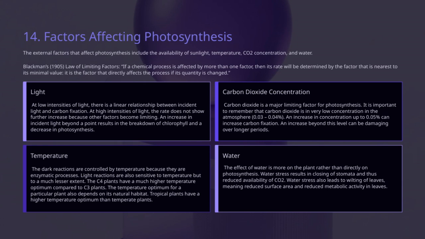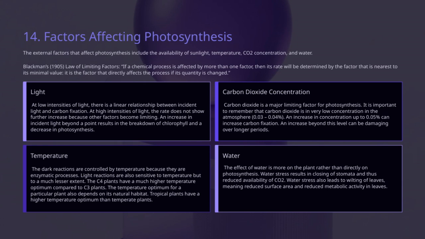When it comes to light intensity, at low levels, the relationship between incident light and carbon fixation is pretty much linear. More light means more photosynthesis. But at higher light intensities, the rate levels off because other factors become limiting. If light intensity increases beyond a certain point, it can actually harm the plant by breaking down chlorophyll, leading to a decrease in photosynthesis efficiency.